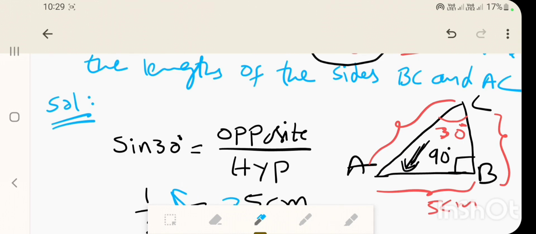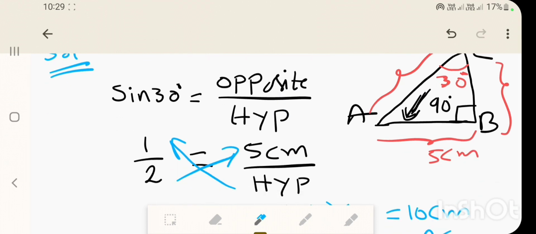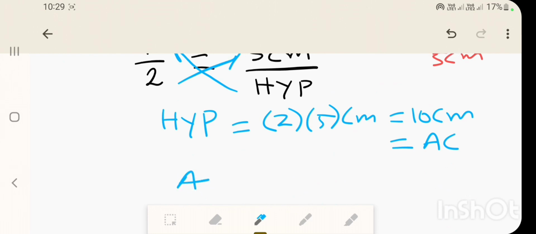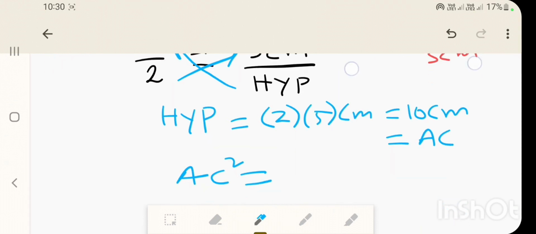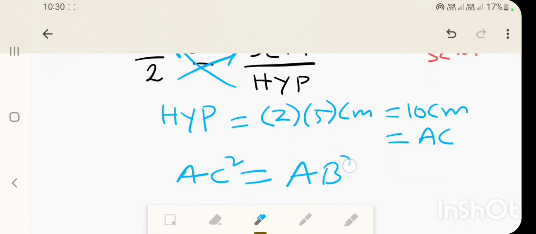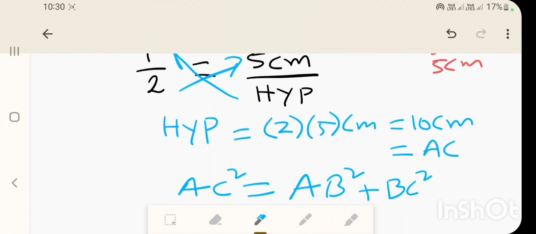Right. Now here BC also we have to calculate. Now two ways we can calculate the value of BC. One is using Pythagoras theorem. We know that AC square is equal to AB square plus BC square. If they mention in the problem that using Pythagoras theorem you have to calculate, then you have to use AC square, that is hypotenuse square, is equal to AB square plus BC square. In this we know AC as well as the AB values.